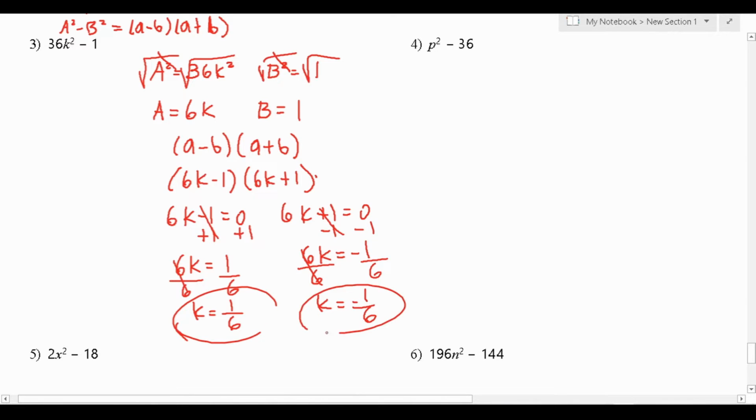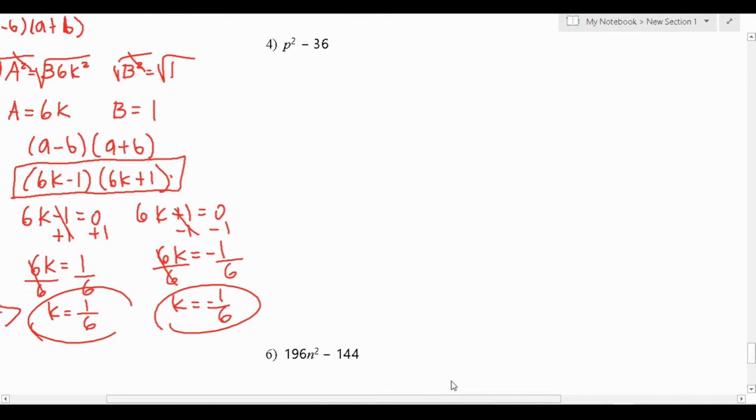And again, if on the ASVAB it said to factor this difference of squares, your solution would be right here. If, however, it said solve for k, you would be able to say k is equal to 1/6 and negative 1/6. Okay, so that's that one.